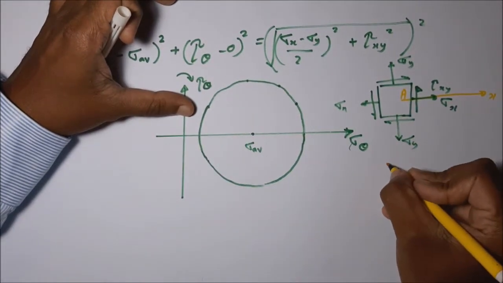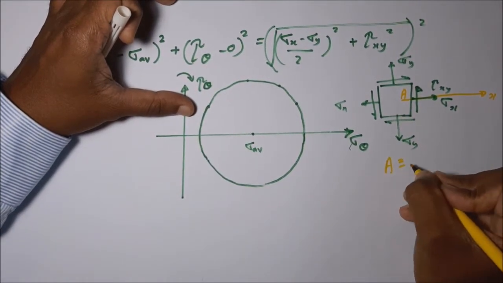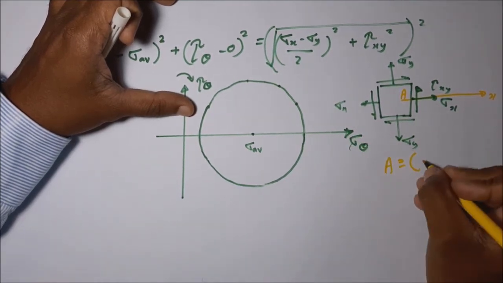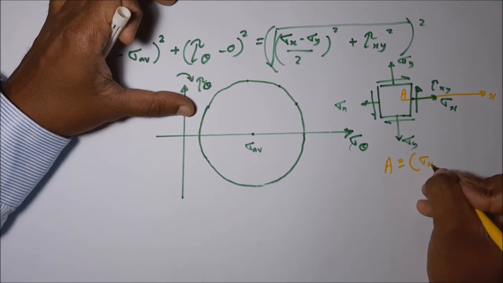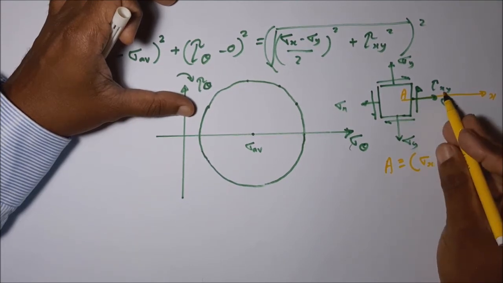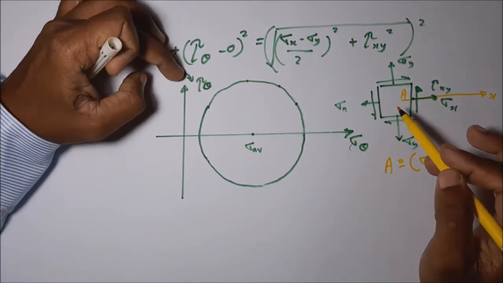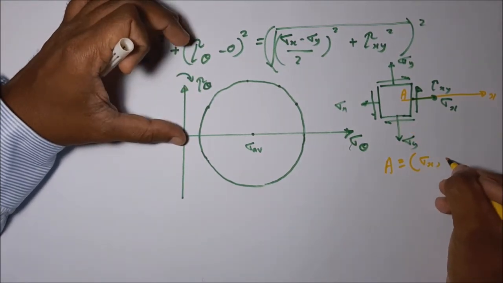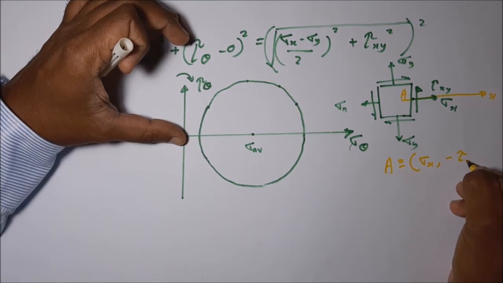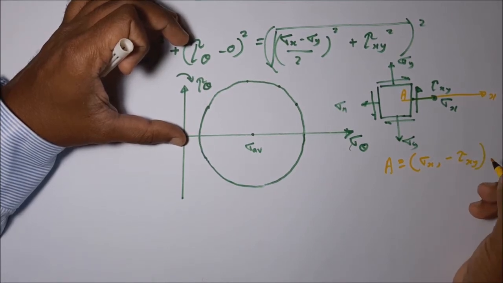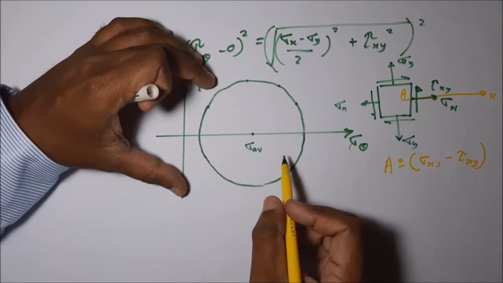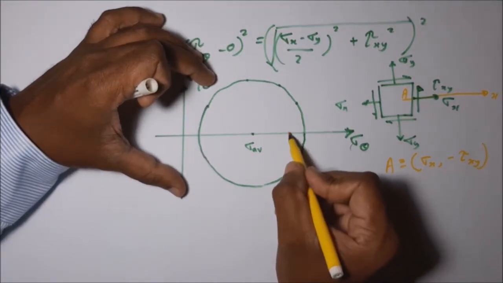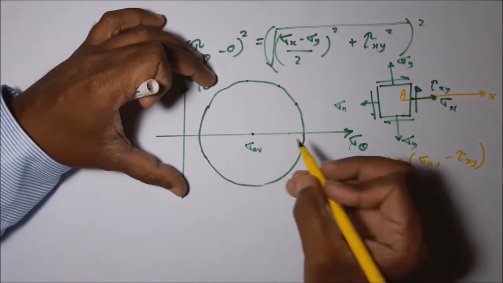Let's take the a point coordinates. What are the a point coordinates? Sigma theta coordinate is sigma x, comma tau xy. According to our sign convention, tau xy is negative. Then we can represent that point on this diagram like this: sigma x somewhere in here. Then tau xy is negative.